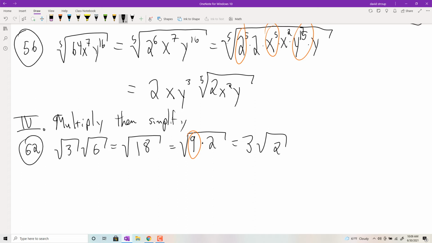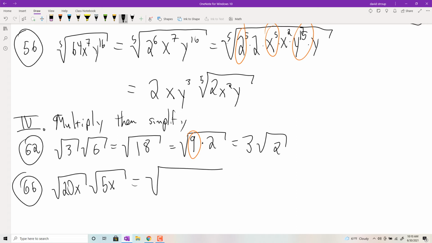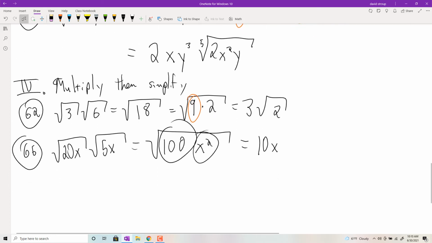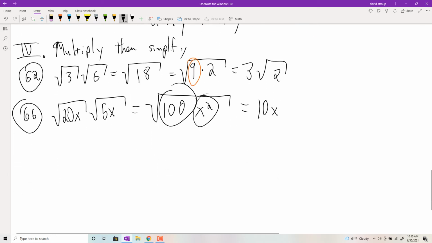So it's kind of weird. At first it doesn't look like we can simplify it at all, but then when you multiply it out, yeah, we can. Let's do another one: the square root of 20x times the square root of 5x. That'll equal the square root of 100 x squared. Both of those are perfect squares, right? 10 times 10 is 100. x times x is x squared, so we can just completely get rid of the square root, and we'd have 10x. This last one's the video quiz, and then we'll jump into my math lab.